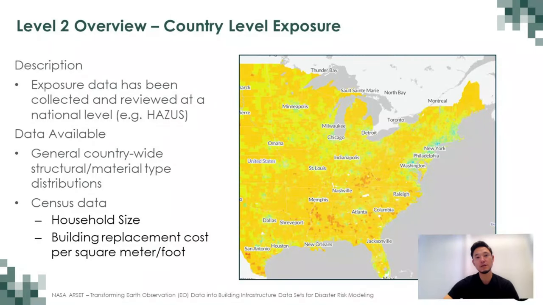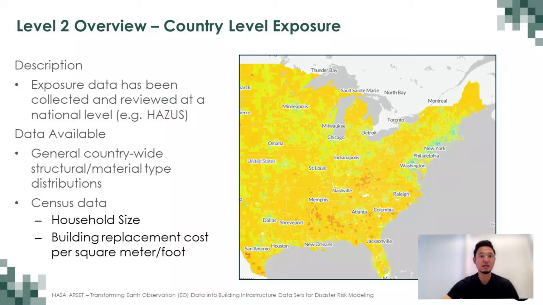At level two, we're looking at the country level exposure. This exposure data has been collected and reviewed at the country level with structural building type distributions and other key figures such as number of people per household, building replacement cost per square footage. All this is adjusted with country-specific data where possible. This data is reviewed and validated at the national level. A good example of this is the U.S. government's loss modeling software from FEMA called HAZUS.